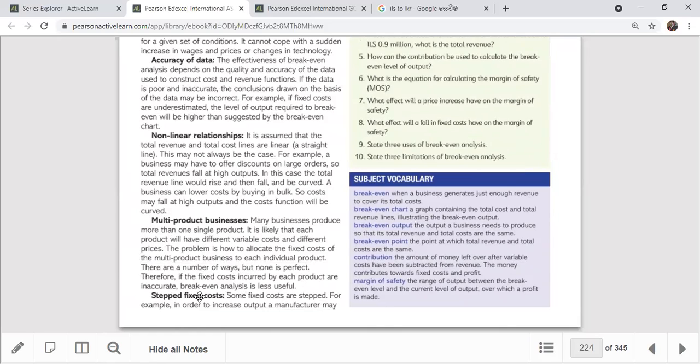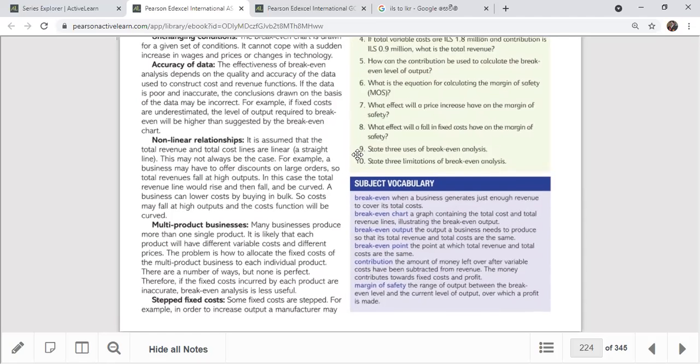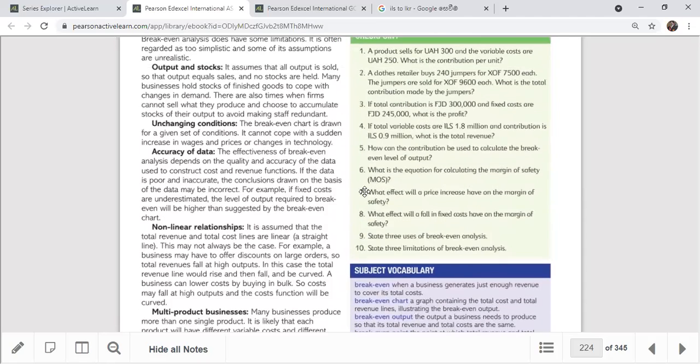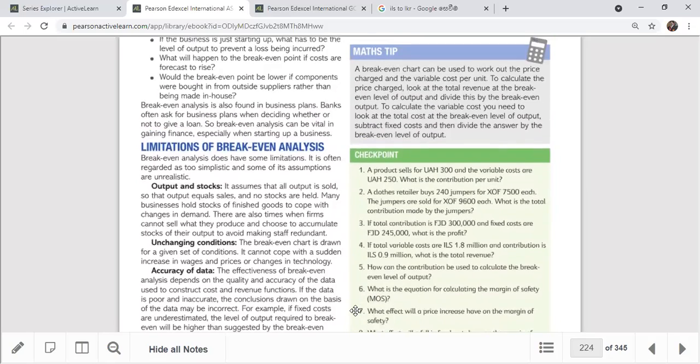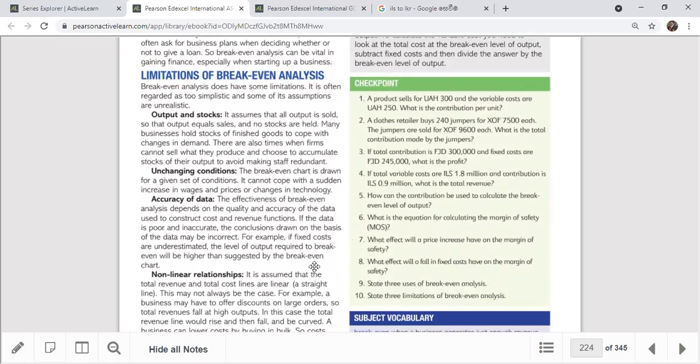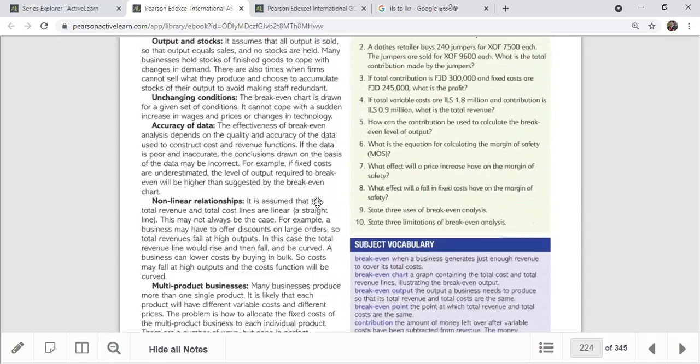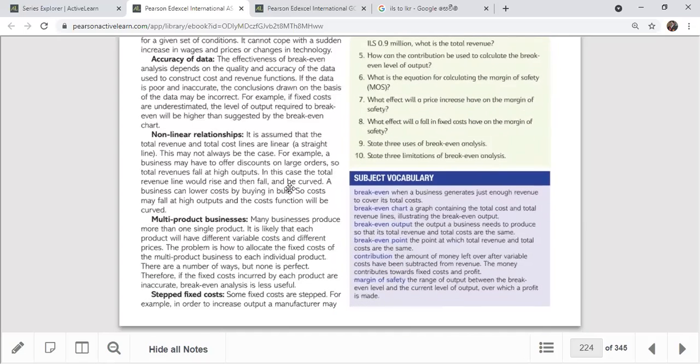And also step fixed costs. Sometimes fixed costs also change over time. We call these step fixed costs. For example, rent can increase annually. Advertising can increase. Supervisor salaries can be increased like that. But we are always assuming the fixed costs are constant over a period of time. These are the technical limitations. So I explained more than 3 limitations there.